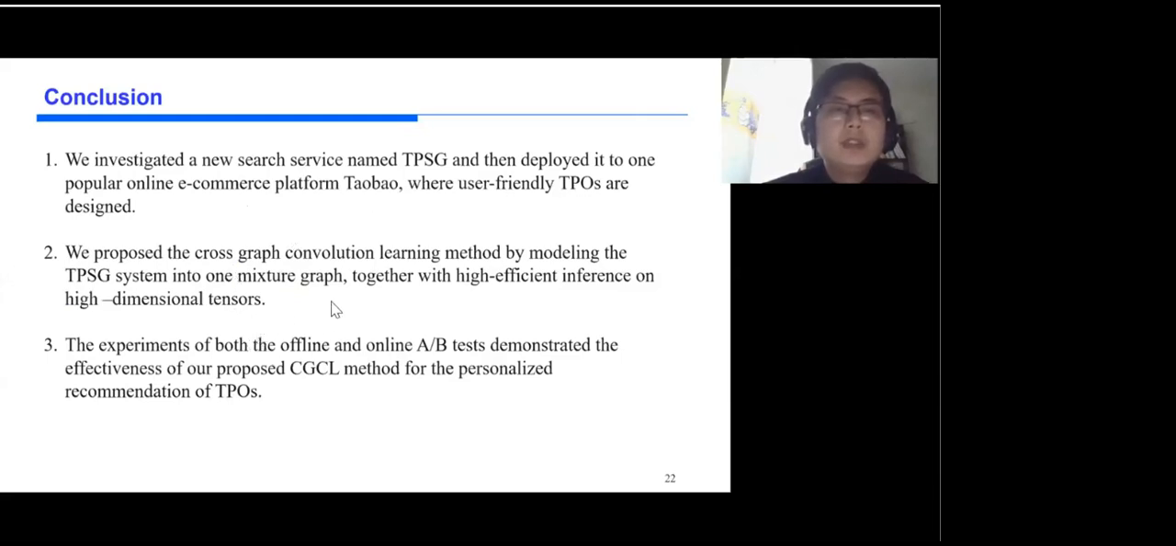We propose the cross-graph convolution learning method by modeling the TPSG system into one mixed graph, together with high-efficient inference on high-dimensional tensors. The third one, the experiments of both the offline and online A/B tests demonstrate the effectiveness of our proposed CGCL method for the personalized recommendation of TPOs.